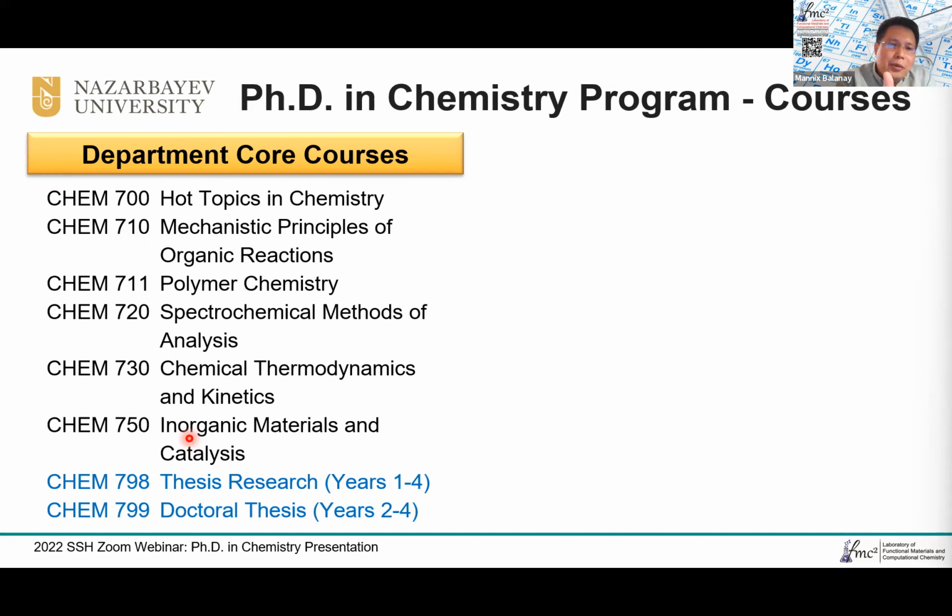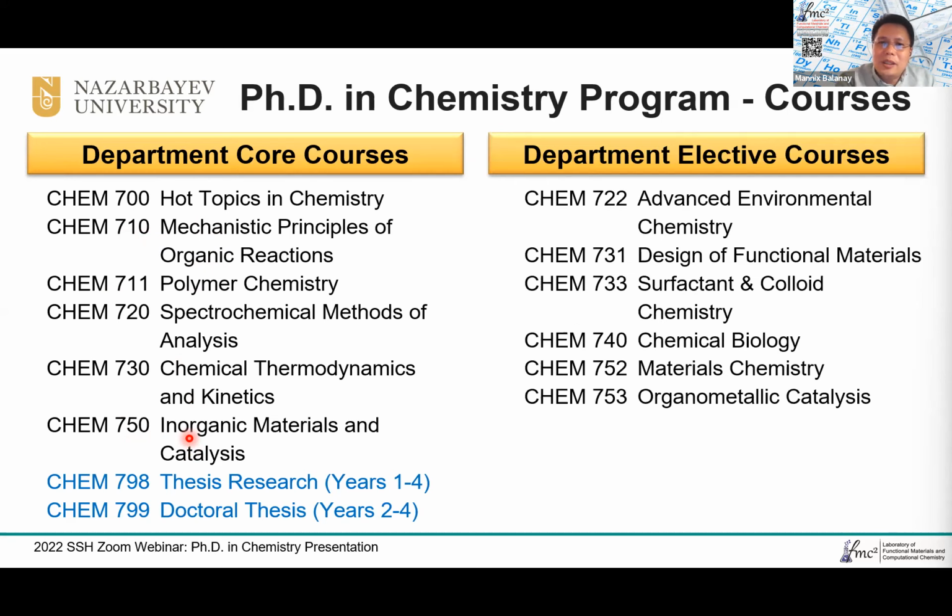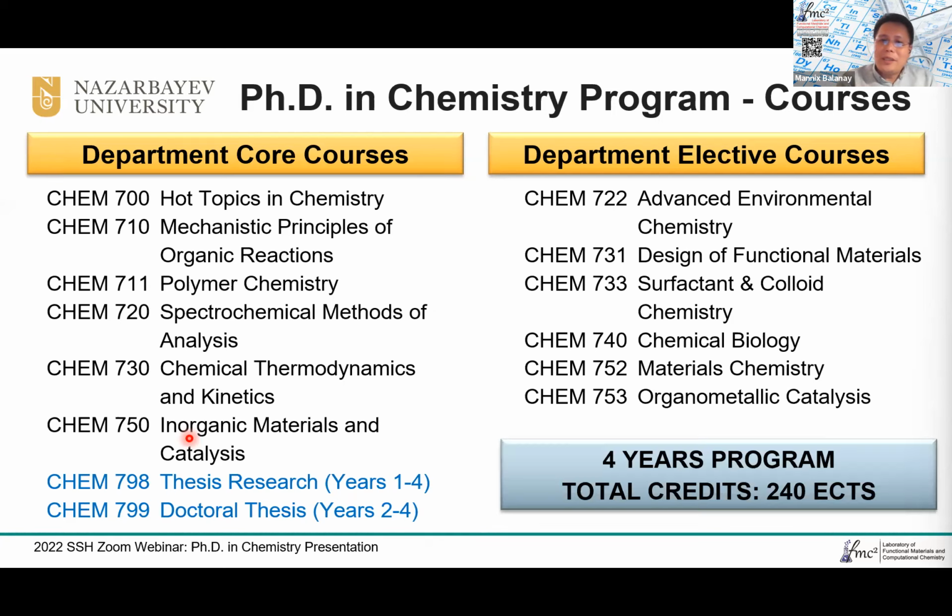Okay, it will actually help you to decide on which core courses you are going to take. Then we have also the elective courses, wherein it can help you expand your knowledge on certain specializations like environmental chemistry. The design of functional materials is basically a computational approach. Then you have the surfactant colloid, chemical biology, materials chemistry, and organometallic chemistry. So basically, the PhD program is a 4-year program, which has a total credits of 240 ECTS.